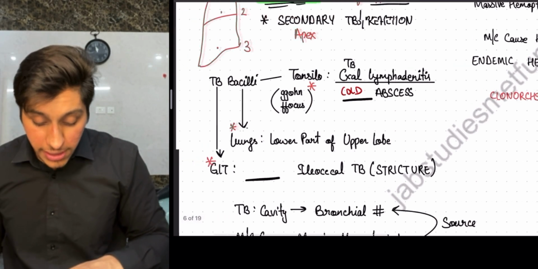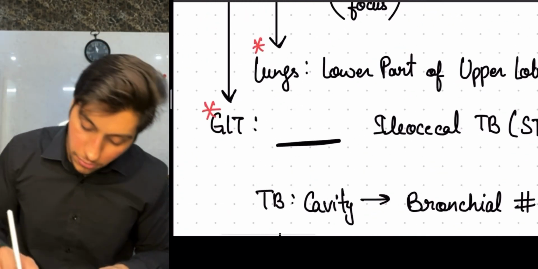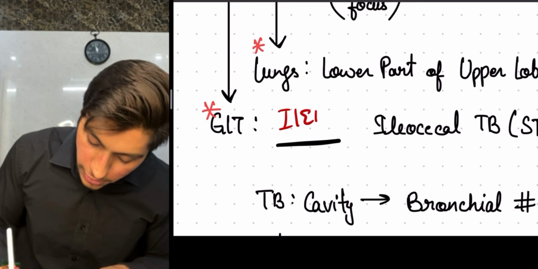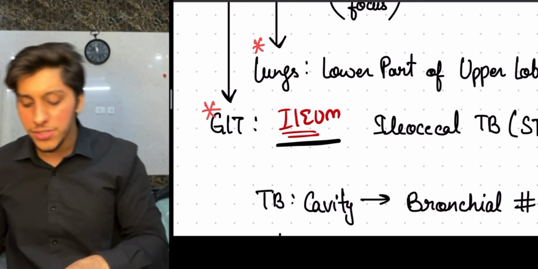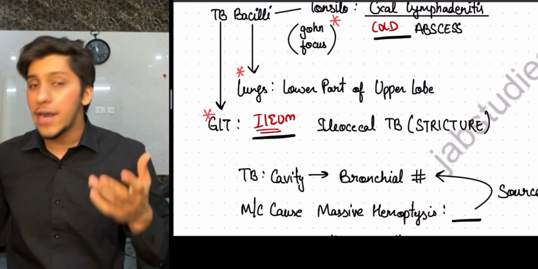Okay, now this TB can go to our GIT tract. And what is the most common site, guys? The most common site is going to be your ileum, where it forms your ileocecal TB, which has strictures, which will further cause obstructions and further more complications.